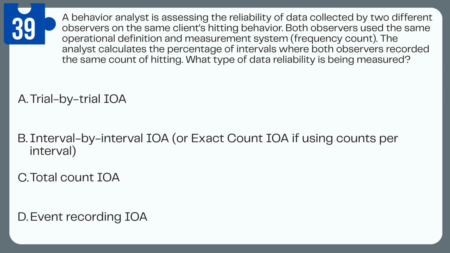Question 39. A behavior analyst is assessing the reliability of data collected by 2 different observers on the same client's hitting behavior. Both observers used the same operational definition and measurement system, frequency count. The analyst calculates the percentage of intervals where both observers recorded the same count of hitting. What type of data reliability is being measured? A. Trial by trial IOA. B. Interval by interval IOA, or exact count IOA if using counts per interval. C. Total count IOA. D. Event recording IOA.